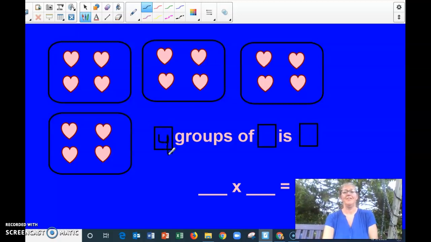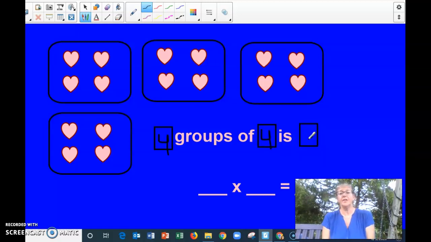All right. 4 groups of, and how many are in each group? 1, 2, 3, 4. So we've got 4 groups of 4 is, how many total hearts do we see here?